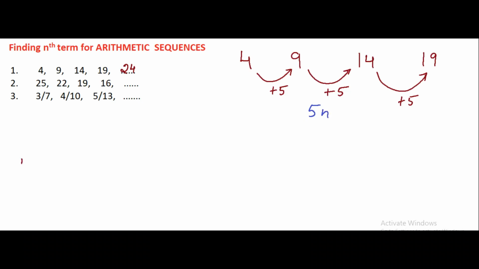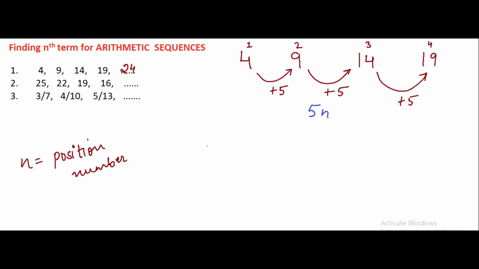So what is this n? n is basically the position number. Position 1, position 2, position 3, something like that. So n is the position number, like 4 is on the first position, 9 is on the second, this is on the third position, this is on the fourth position. So we have written 5n.